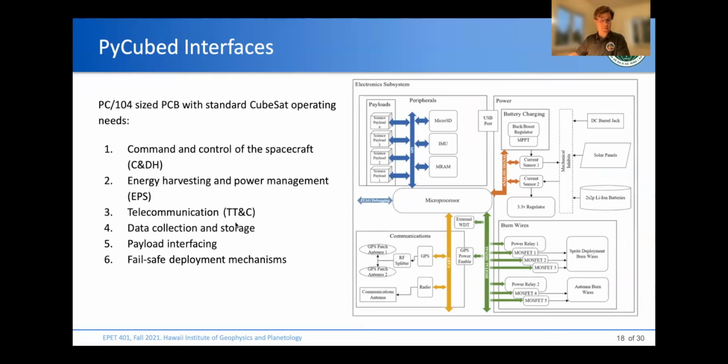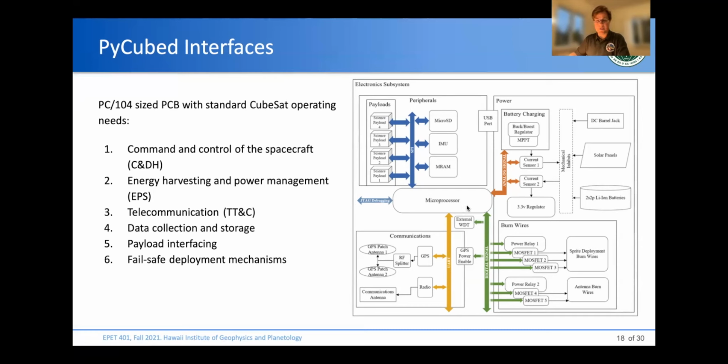So here's some of the main interfaces and functions. There's the command and control of the spacecraft, CNDH. We have the energy harvesting and power management. There's the telecommunications, data collection and storage, payload interfacing, and fail-safe deployment mechanisms. Here's a block diagram of how everything is connected.